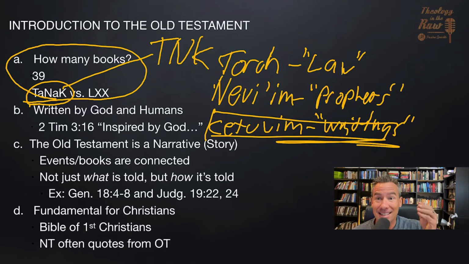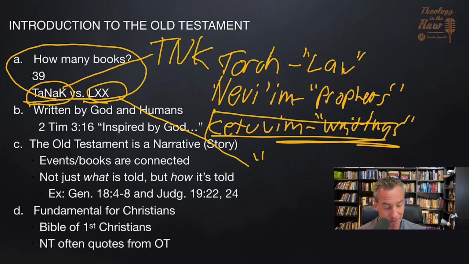So TNK, the Tanakh, describes the Hebrew arrangement of the Old Testament. The Old Testament as it was arranged by the original Hebrew people, okay, or Jewish people. How is that different from the LXX? Well, first of all, we have to understand what LXX is even referring to. So LXX simply means 70.